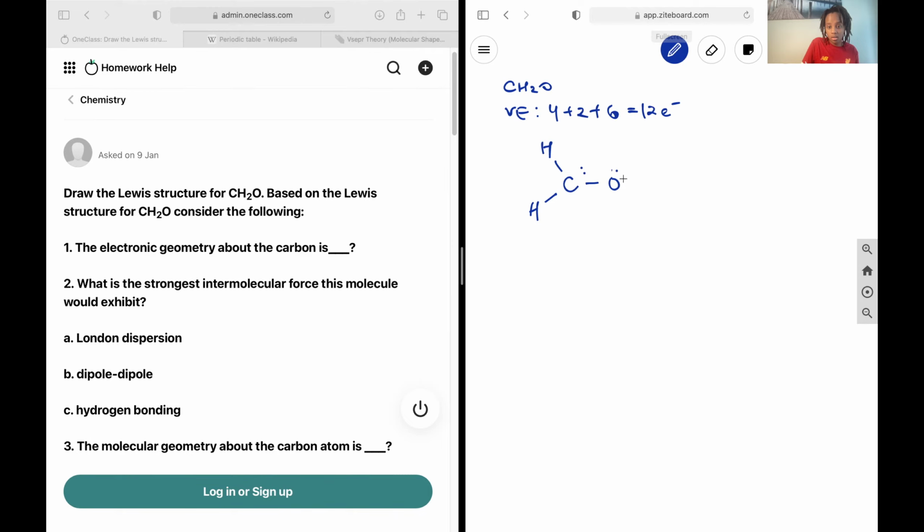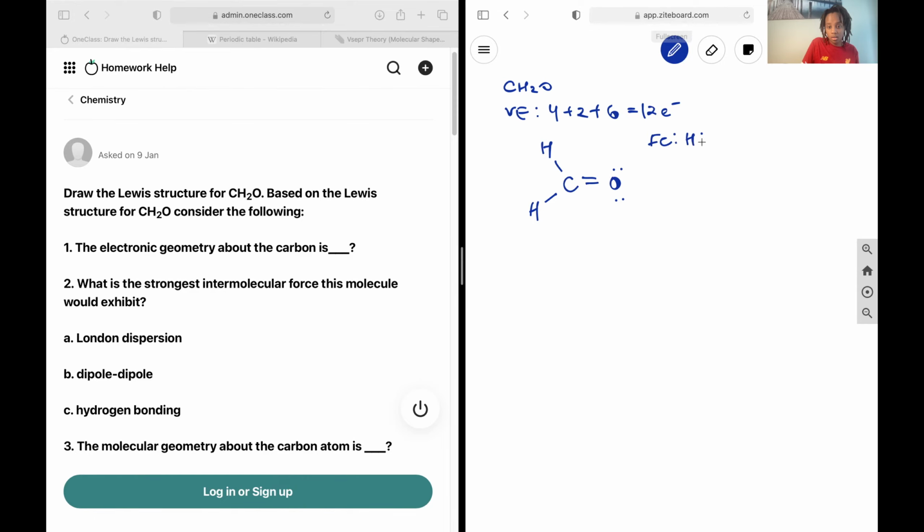Let's put in all of our octets and see if we have enough. 2, 4, 6, 8, 10, 12, 14. So we have 2 extra electrons here. And we're going to fix that by having a double bond instead. And this just makes sense because carbon likes to have 4 bonds and oxygen likes to have 2. So just give them both what they'd like. Count our formal charge again.